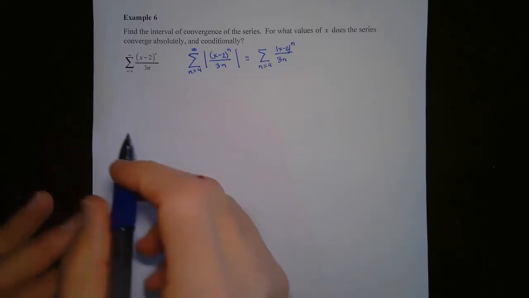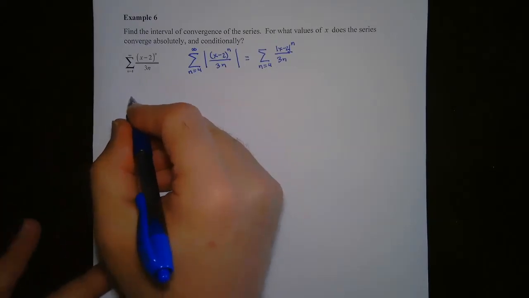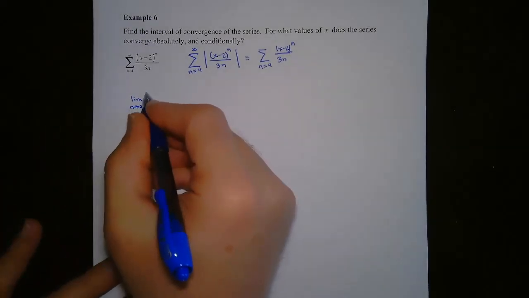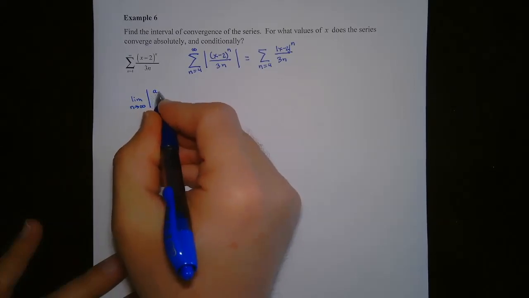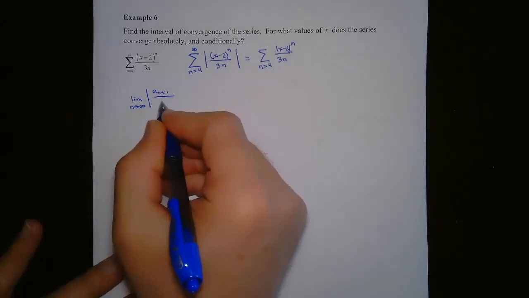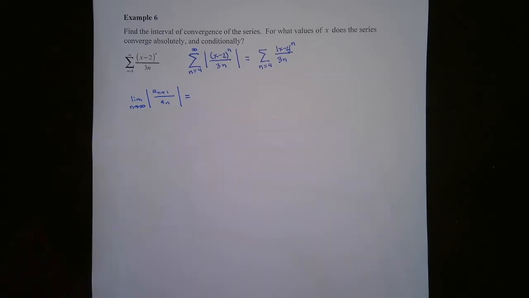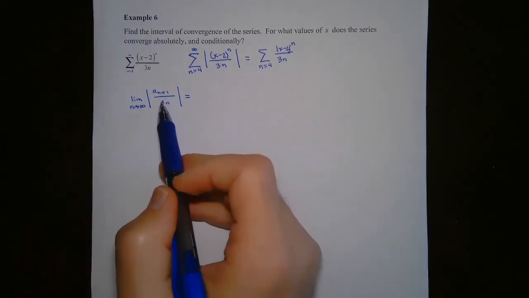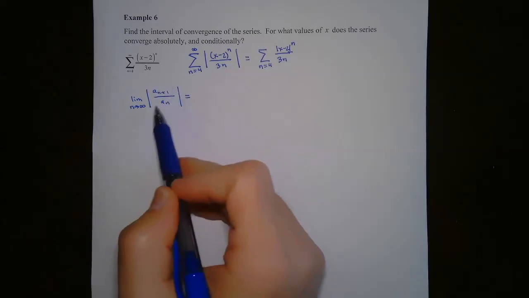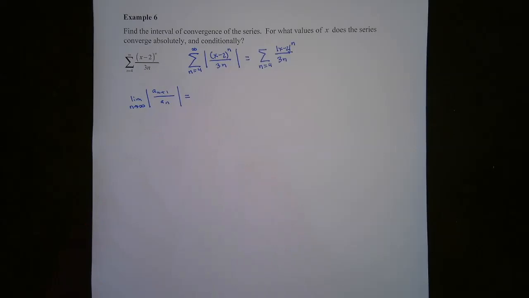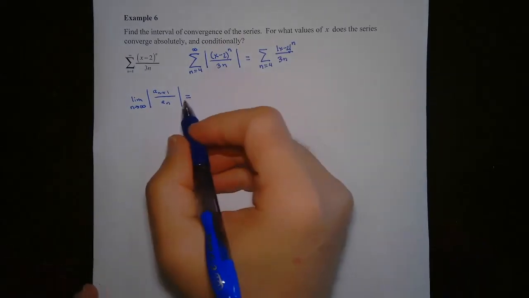So for this one, we want to do the ratio test again. So we want to do the limit as n goes to infinity of the absolute value of a sub n plus 1 over a sub n. Because we're taking the absolute value, this will establish the open interval in which it's absolutely convergent. And then we're going to have to check the endpoints. All right, so here we go.